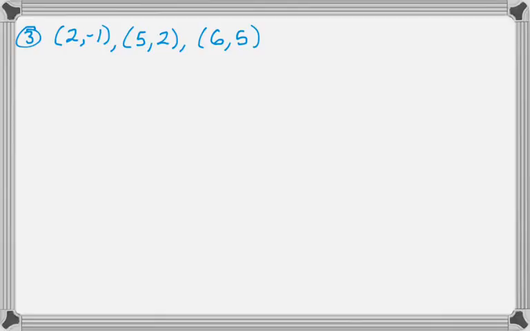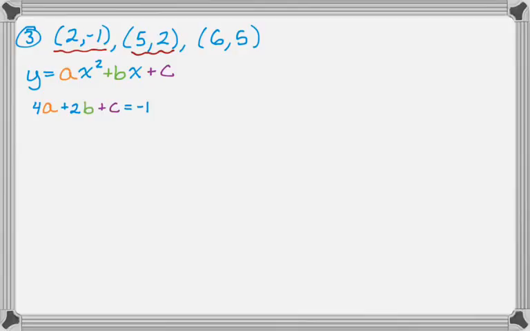So we have 2, negative 1, 5, 2, and 6, 5. So three random points. This is usually kind of the worst one. So I have y equals ax squared plus bx plus c. And now what I do is I take each point and I plug it in. So I'm going to plug in 2, negative 1, and that's going to give me 4a plus 2b plus c equals negative 1. Now I have 5, 2. So I'm going to plug that in, get 25a plus 5b plus c equals 2. And then 6, 5 gives me yet another equation. And there you have it, 3 equations and 3 unknowns.